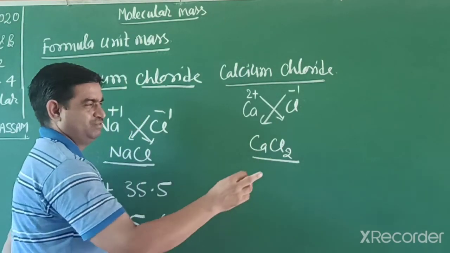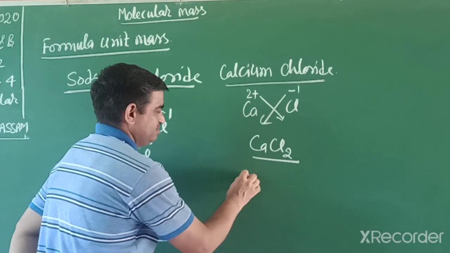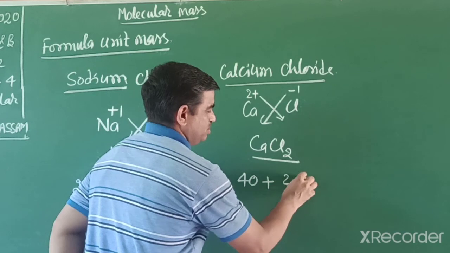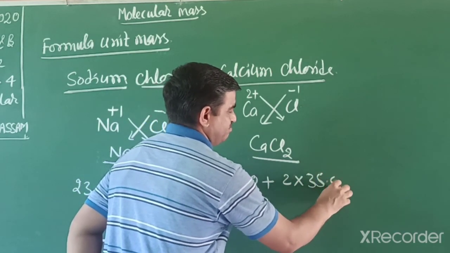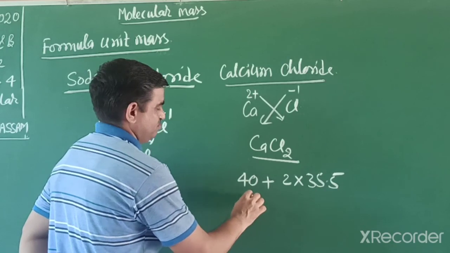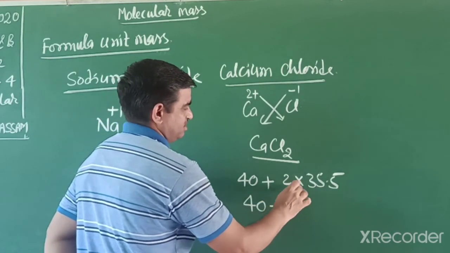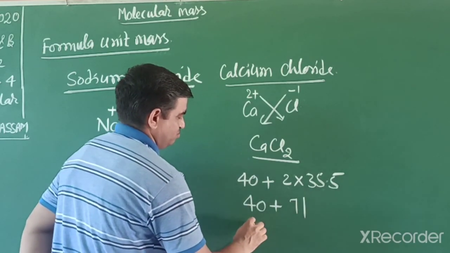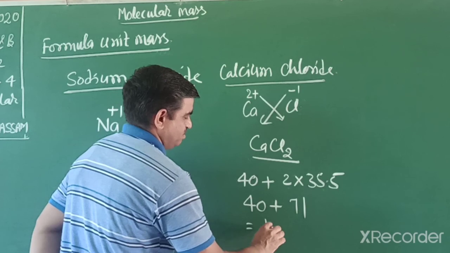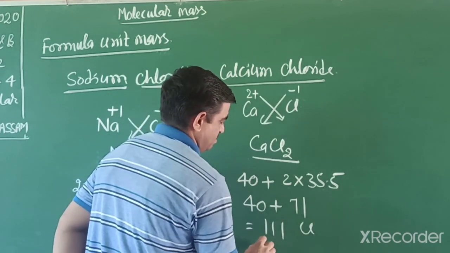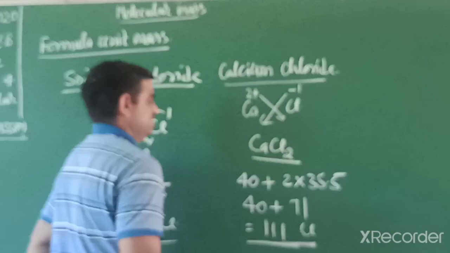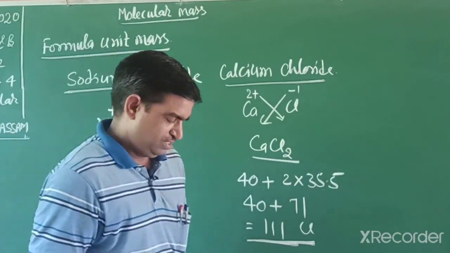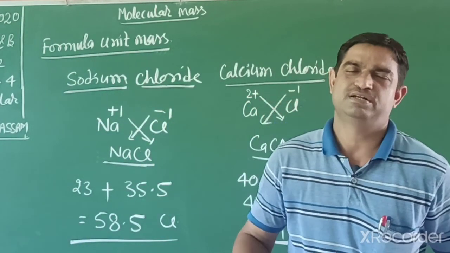So calcium mass is given in your book, that is 40, and for chlorine we know 2 into 35.5. So total 40 plus 35.5 multiplied by 2, that is 71, so its total mass is 111 unified mass. In this way you can find other compounds.